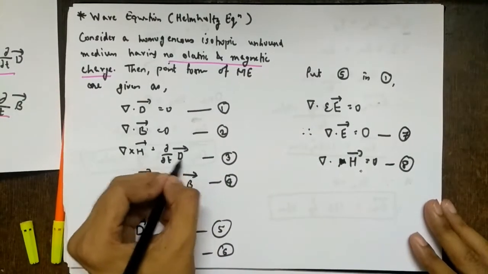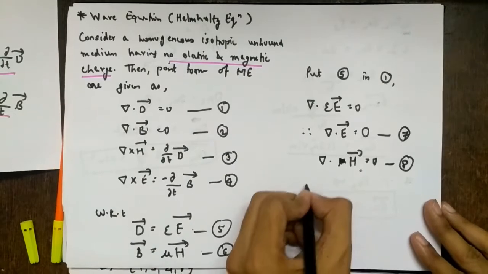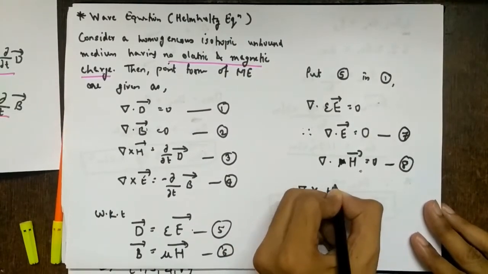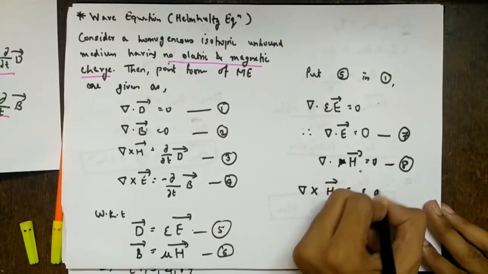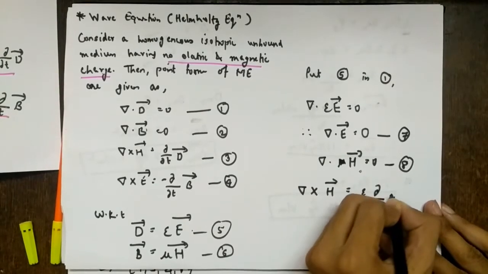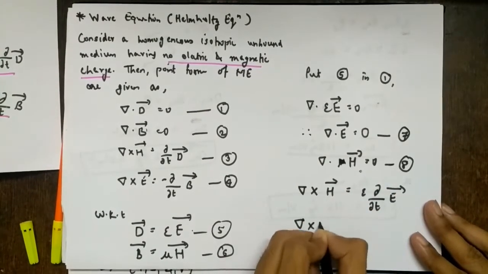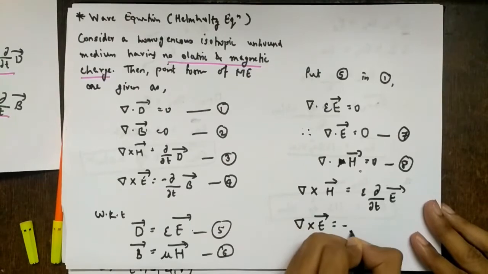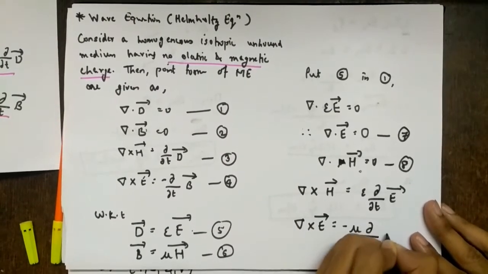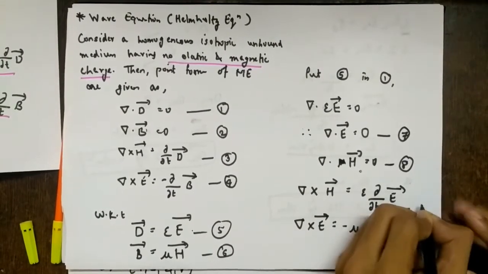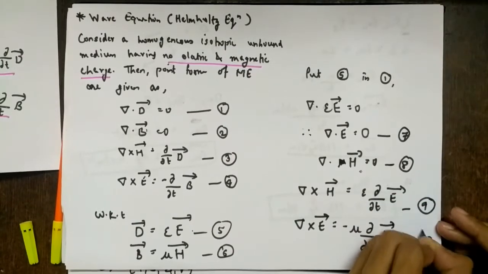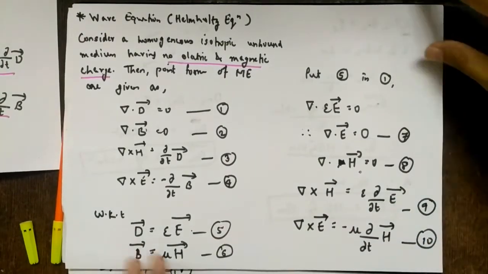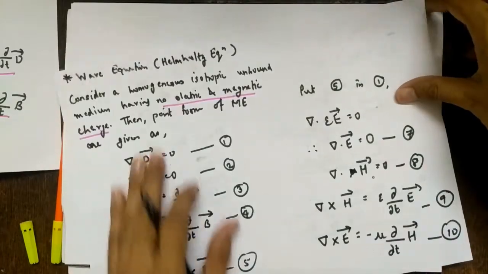Similarly, I'll substitute D vector is epsilon E, B is mu H here. So what will I get? Del cross H equal to epsilon, I can take outside, so epsilon dou by dou t E vector. And del cross E vector is minus mu dou by dou t H vector. So this is equation 9, this is equation 10. Don't worry about the number of equations. You just concentrate on what I am doing.